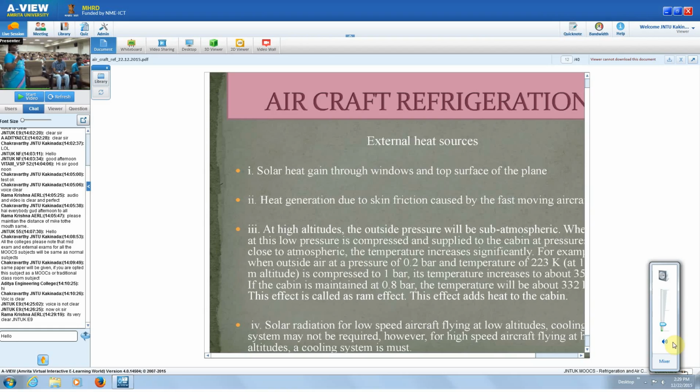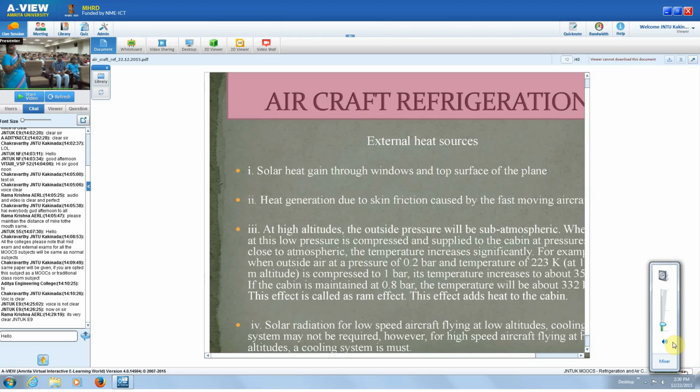This effect is called the ramming effect. Ramming is nothing but the air which is coming inside the cabin being pressurized, so that pressure and temperature will increase automatically, because the vehicle is moving at a very high velocity. That will increase the heat. So that is one of the external heat sources.